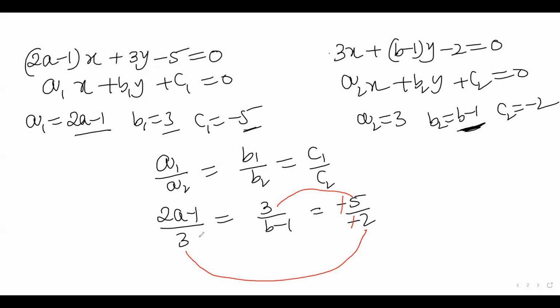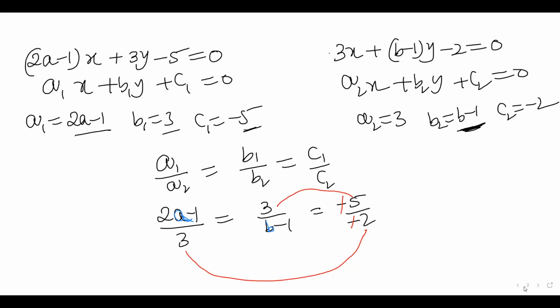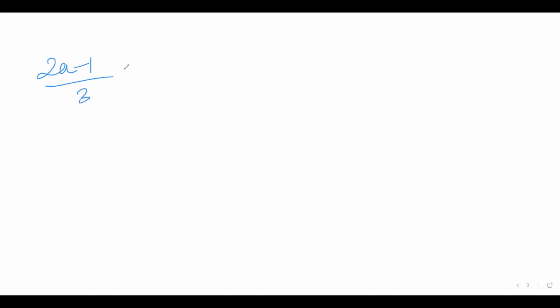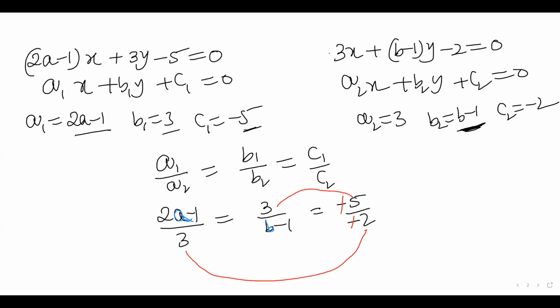I will not compare these two. Why? Because both of them involve unknown values. If I compare these two, I may get an equation, but I don't get values of A and B. So I will not waste time in comparing first two terms. Rather, I would try to compare first and last. Let's start. First one, 2A minus 1 by 3. Last one, 5 by 2.